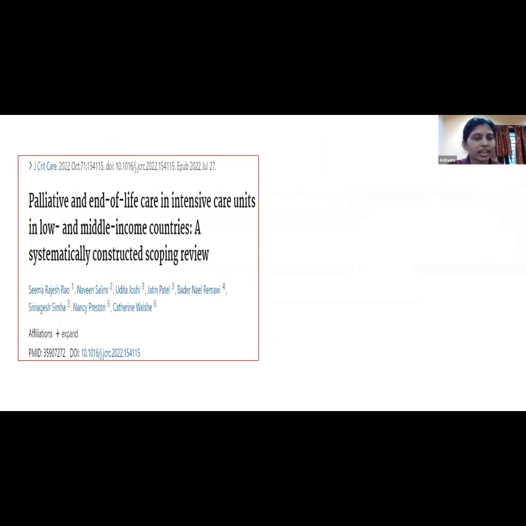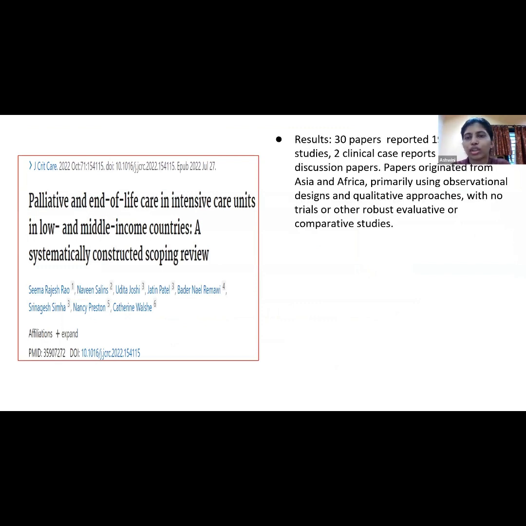And a systematically constructed scoping review was done in 2022 by Dr. Seema Rajesh Rao et al., the topic of which was palliative and end-of-life care in intensive care units in low and middle-income countries. So 30 papers reported 19 empirical studies, 2 clinical case reports and 6 discussion papers. And the papers originated from Asia and Africa, primarily using observational designs and qualitative approaches.